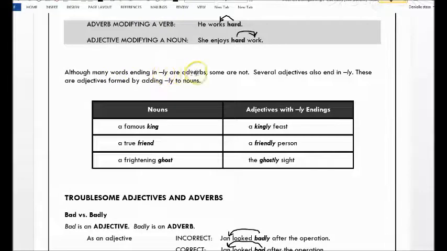Many words that end in ly are adverbs, but some are not. Several adjectives also end in ly, so you can't just look for ly. A famous king, a kingly feast. Kingly here is an adjective modifying the noun feast. Friendly here is modifying person, so it's an adjective, and ghostly is modifying sight. None of these are used as adverbs. They could be adverbs. She spoke friendly to somebody, or she acted friendly to somebody, would be an adverb because it's modifying the verb acted or spoke. So it depends on what they're modifying as to what part of speech they are.